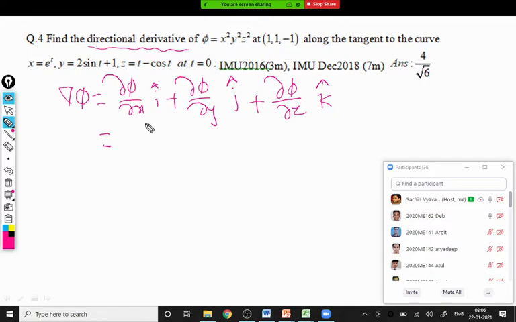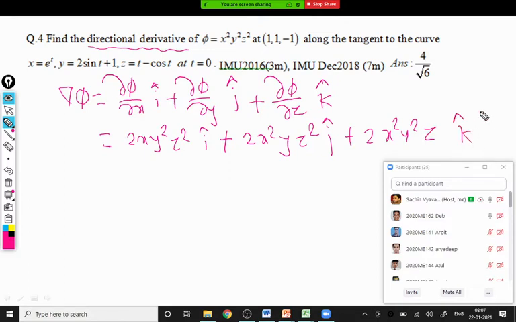Sir, del phi by dx equals, hmm, 0 i cap. How 0? We are differentiating phi partially with respect to x, so treat y and z as constants. Sorry, sir. 2x y square z square i cap. Then x square 2y z square j cap plus x square y square 2z k cap.